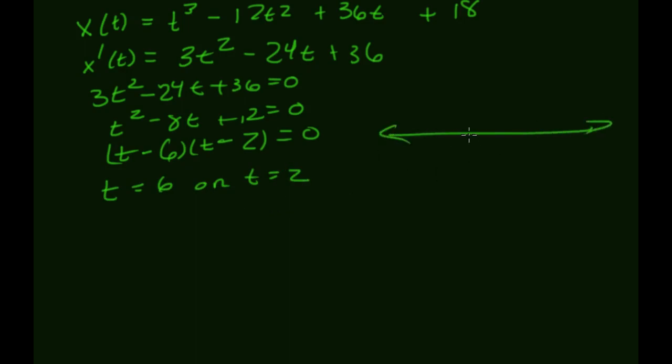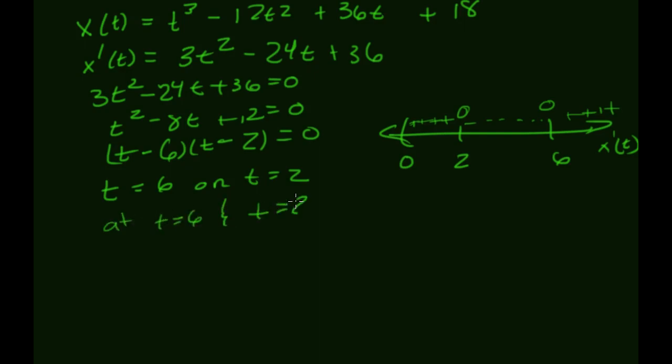If you were to build a sign chart for this, with the 2 and the 6 here, we're assuming that my journey starts at 0 and goes off to infinity in time. From 0 to 2, my velocity is positive, so I'm moving to the right. From 2 to 6, my velocity is negative, I'm moving to the left. And from 6 to infinity, I am positive, and I am moving to the right. So the direction changes at t equals 6 and t equals 2.